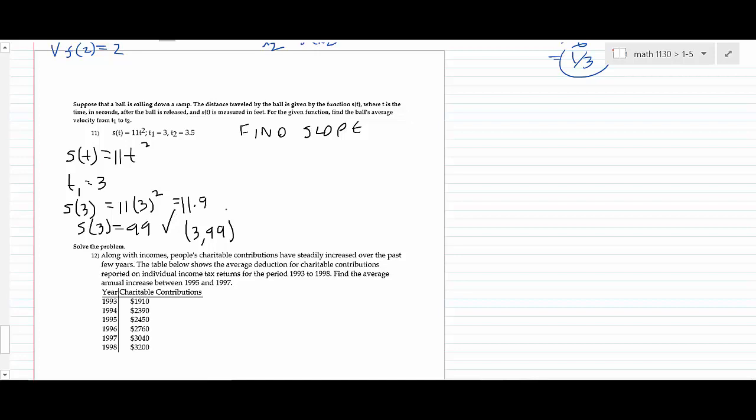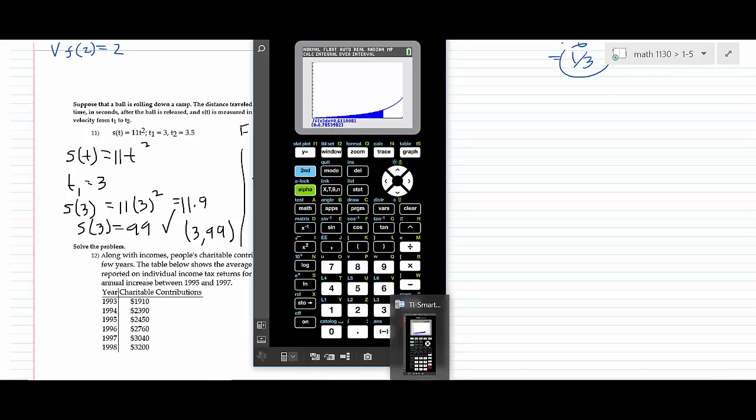Then you do the same thing with the second point. It looks like T2 is 3.5. So you would do S of 3.5. That's going to be 11 times 3.5 to the second. You can do that just in your calculator. I'm going to get my calculator up here and we'll just do that real quick.